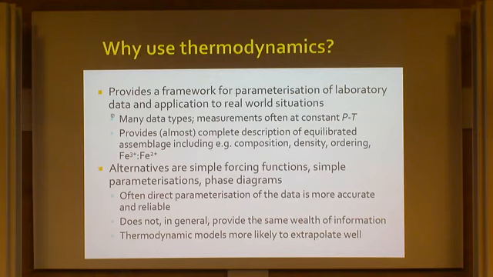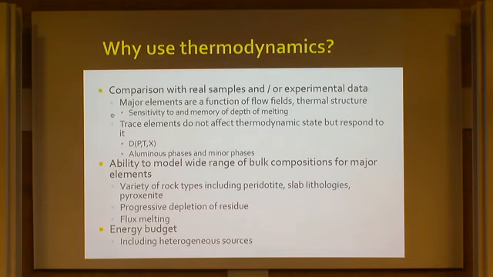But you don't normally get quite the same wealth of information, and the energetic constraints, and there's a possibility that you might be able to extend or extrapolate with caution a thermodynamic model, for example, to much lower melt fractions or to higher pressures and so on, to bulk compositions that you can't if you constrain the data directly.